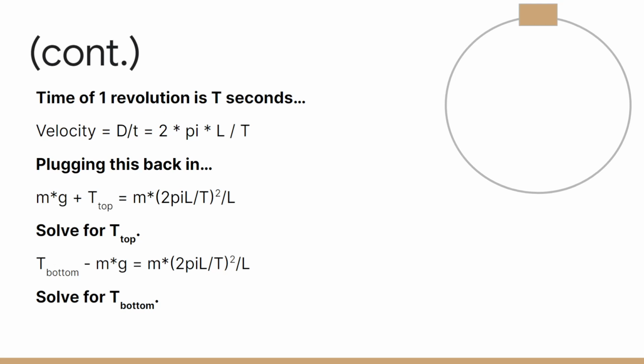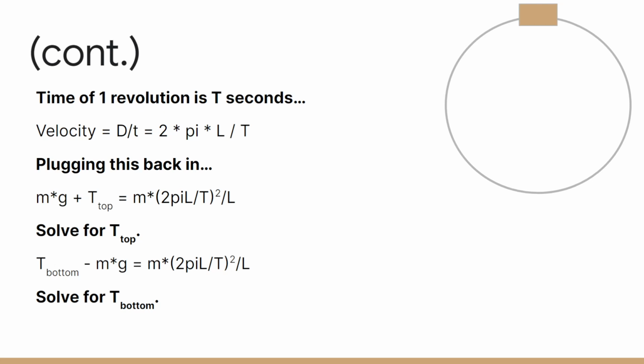Well, what is the circle's radius? The circle's radius is simply L. As we're given initially, the string has the length L, and the string is always going to be the radius in this scenario. So we're going to have 2 pi L over capital T, because we're given that it takes capital T seconds to travel one revolution.